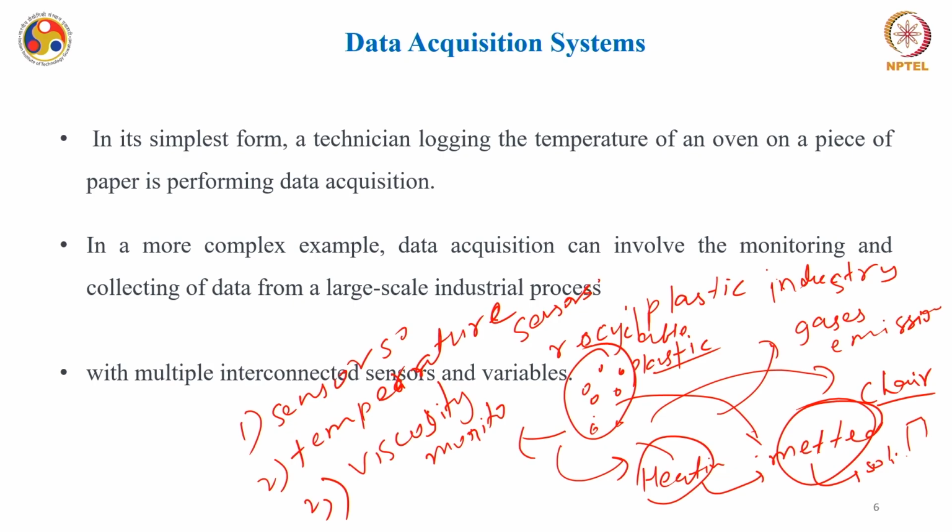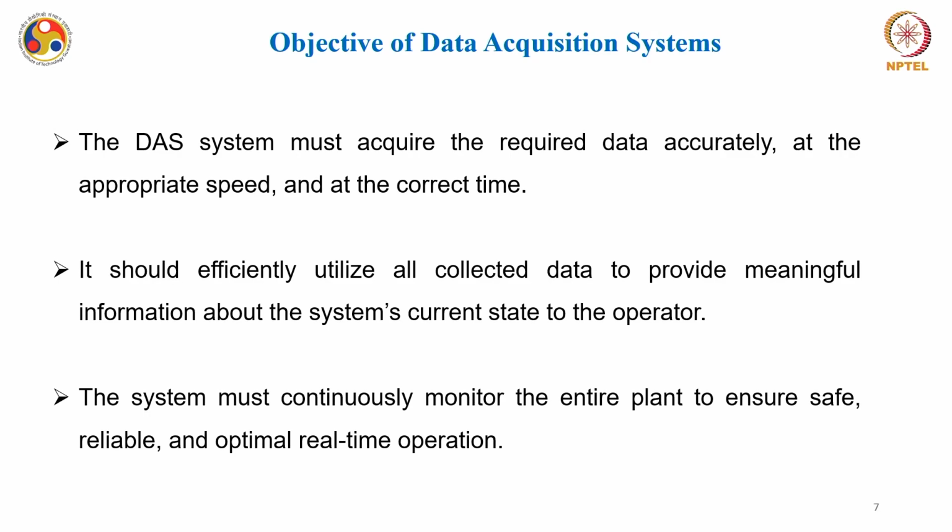So, a number of variables are available and a number of parameters are getting monitored simultaneously, and this is a kind of monitoring and collecting of the data from this system. This is also a kind of data acquisition system that is required for any industrial process. So, the DAX system must acquire the required data accurately at an appropriate speed at the correct time.